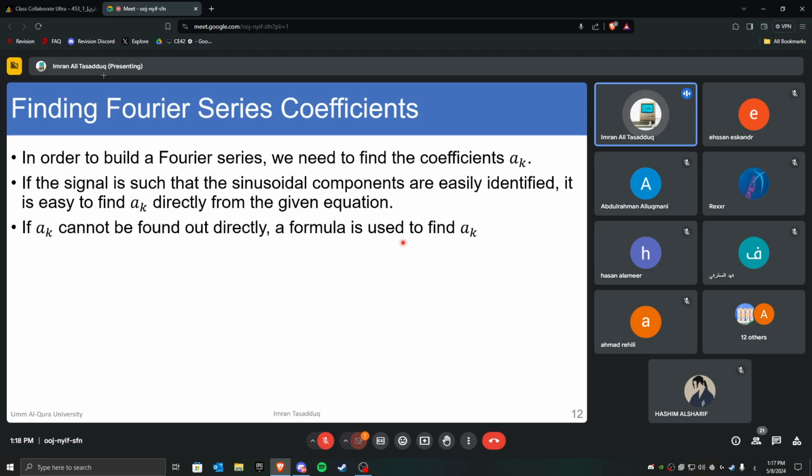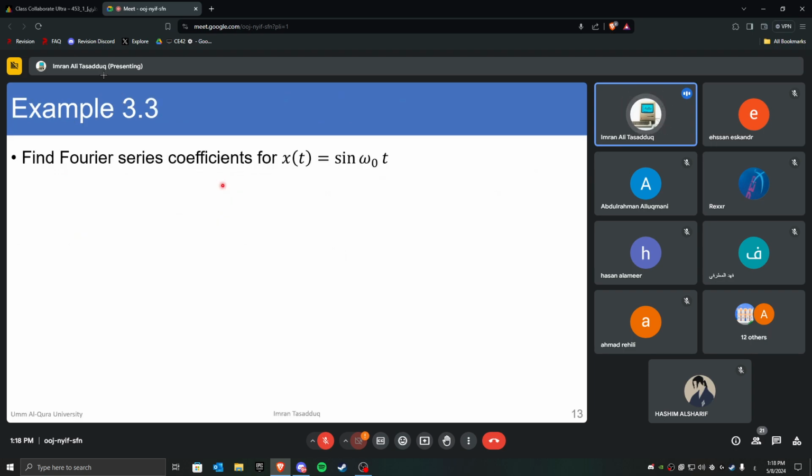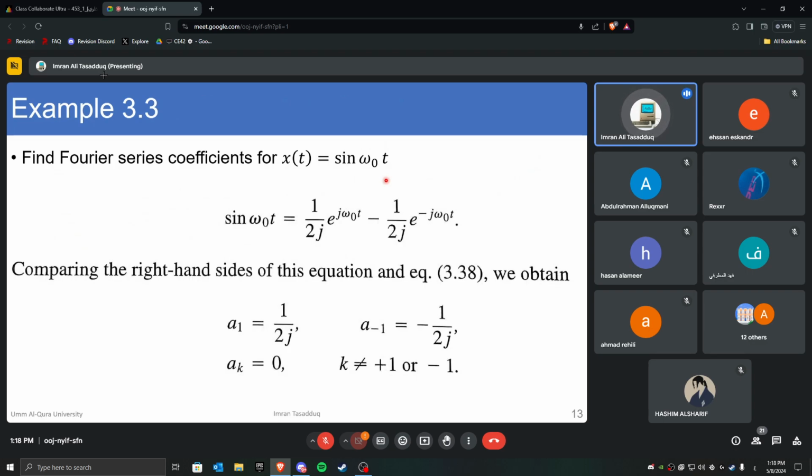So now let's look at the examples of the first type. Let's suppose my signal is this. Find the Fourier series coefficients for x of t equal to sine omega naught t. Since there is a sine, I know that I can directly find the coefficients ak's, right? How can I find that? If you open this sine omega naught t using the formula that sine theta is e to the power j theta minus e to the power minus j theta divided by 2j, if you open it in that fashion, let me show it to you on how we do that.